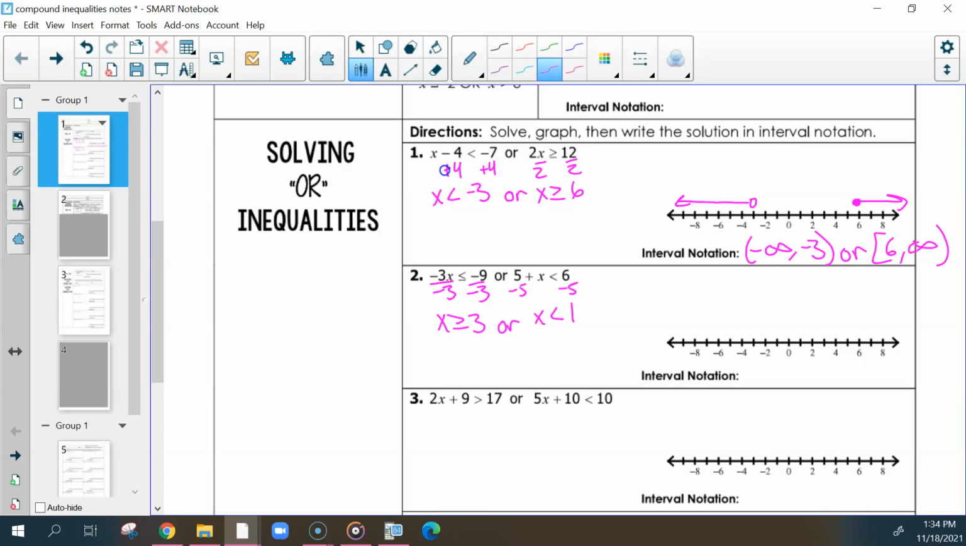So here, I'm going to start at 3. I have a closed circle, and I'm going to graph it to the right. And then x is less than 1 is going to be an open circle at 1, but I'm graphing it to the left. So notice that in the first example, the first inequality went to the left, the second went to the right. But then in our second example, the first inequality went to the right and the second inequality went to the left. That could happen sometimes, so don't assume it's going to automatically go whichever direction, especially if you have to multiply or divide by a negative number.